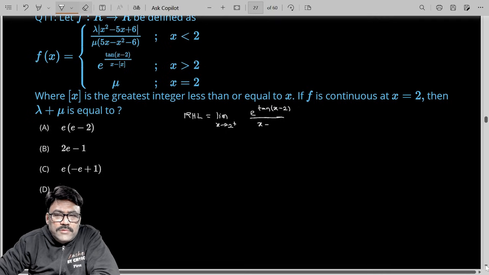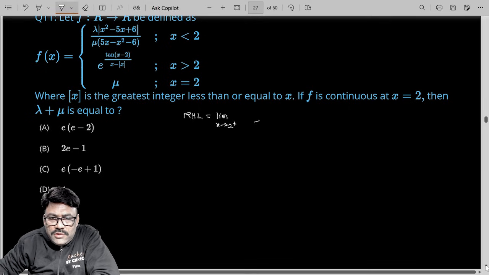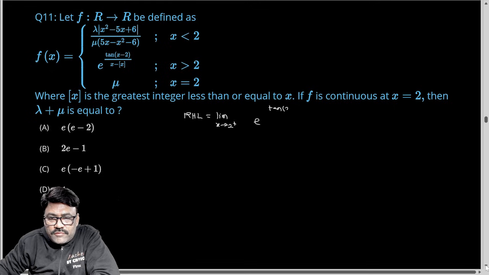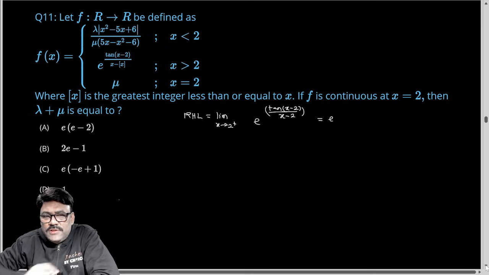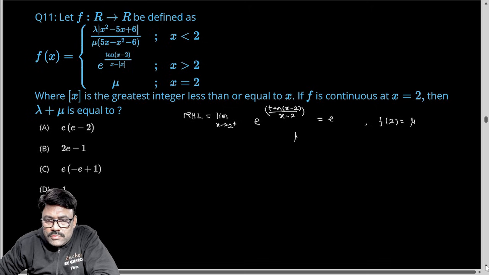Actually, I'm writing this wrong here. It is not like that. Actually, it is e raised to tan of x minus 2 over x minus integral part of x. And the integral part of x will become 2, so it will be x minus 2. Now you can see that it is tan theta over theta, where theta is approaching 0. So tan theta over theta is 1. So this limit will be e raised to 1, or you can say e. And you can see that the actual value at 2 is mu. So hence, mu must be equal to e. Actual value and right limit should be equal.